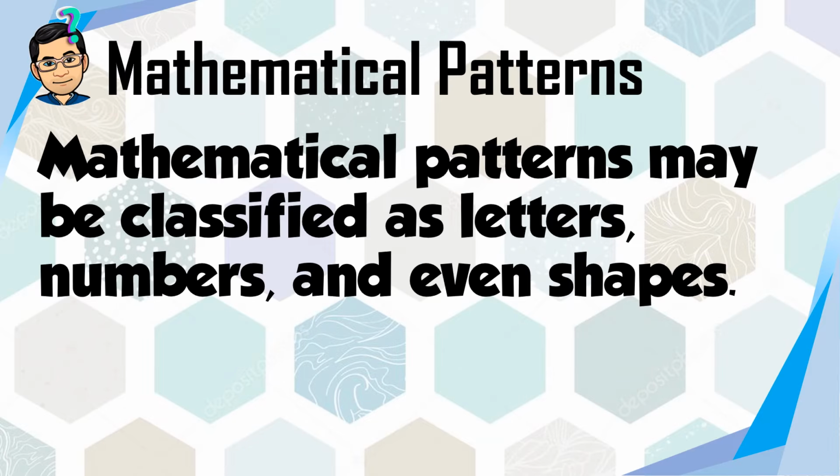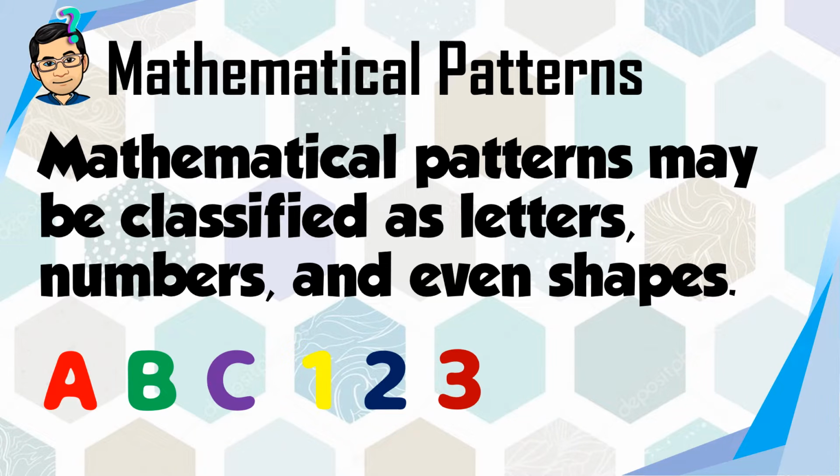Mathematical patterns. Mathematical patterns may be classified as letters, numbers, and even shapes. For example, the letters in the alphabet are written in order. The first letter is A, followed by B and C. Numbers 1, 2, 3, and so on. These are infinite. Unlike the letters in the alphabet, there are only 26 letters available. And then we can also use figures like geometrical shapes, square, triangle, circle.